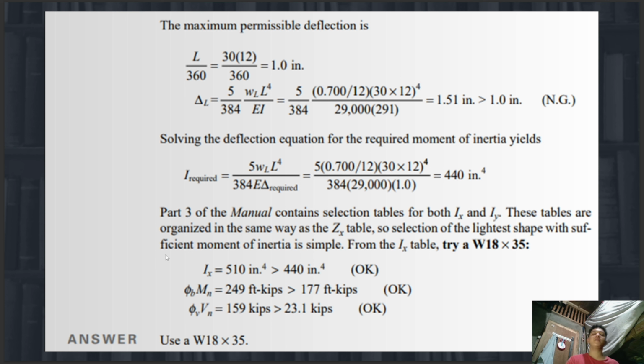So, part 3 of the manual contains selection tables for both IX and IY. These tables are organized in the same way as the ZX table, so the selection of the lattice shape with sufficient moment of inertia is simple.